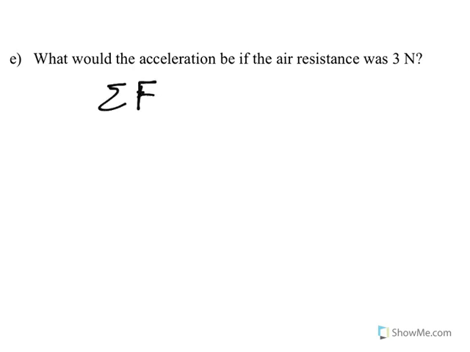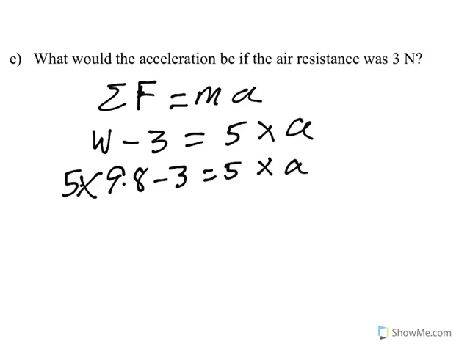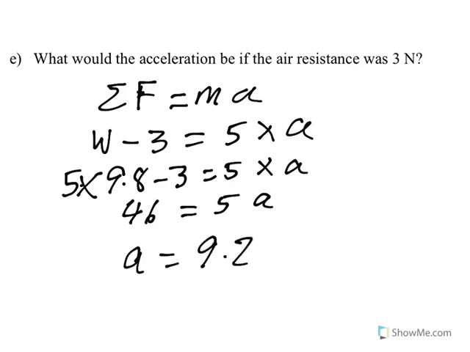So we're really looking at the sum of the forces being the mass times the acceleration. So we've got our weight force acting down, minus the 3 resistance, mass is 5, acceleration is what we're trying to find out. So the weight is 5 times 9.8, minus 3 equals 5 times a. And so the left-hand side, when you work that out on your calculator, you get 46 is 5a. And so the acceleration is 9.2 metres per second squared.